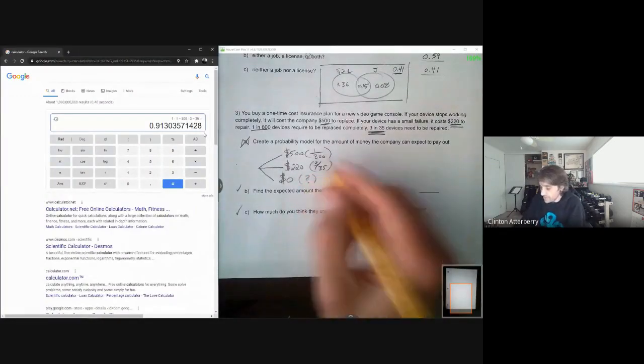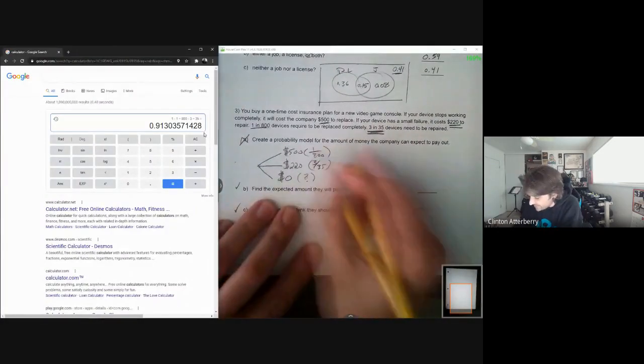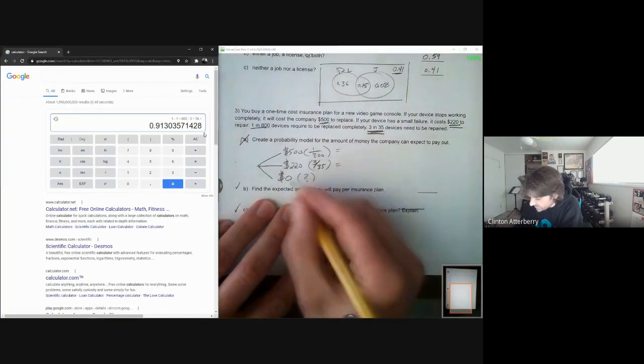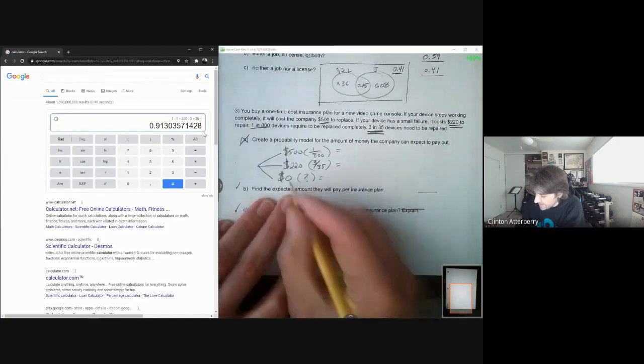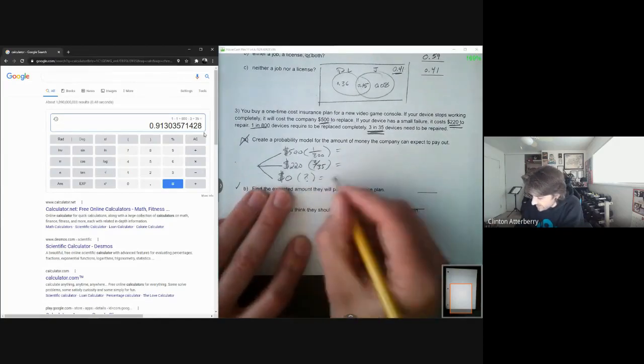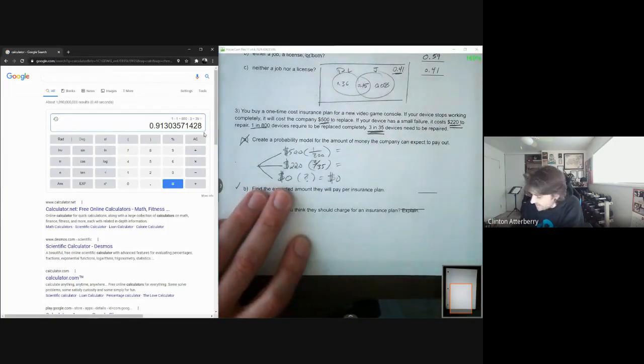Because what we're going to be doing is multiplying this times this, and then this times this. You're going to multiply those numbers across. And 0 times anything is just 0.